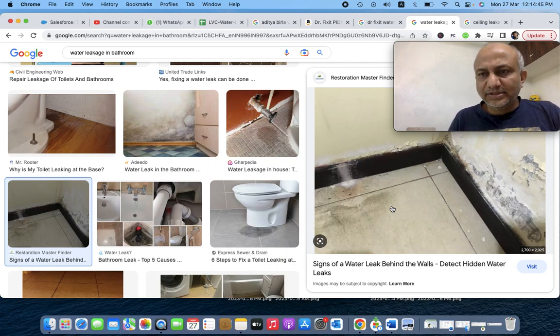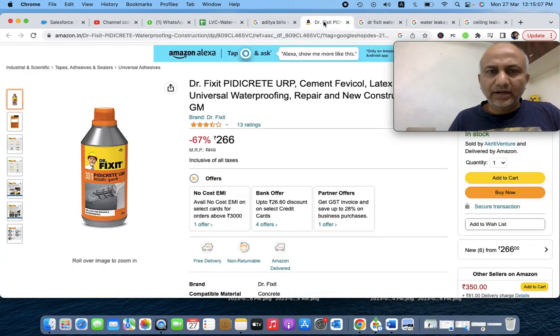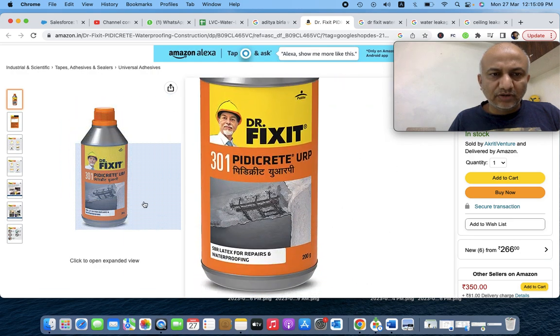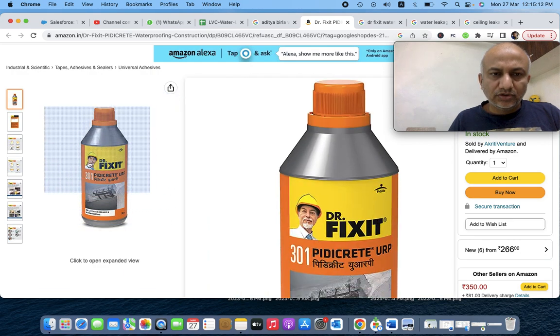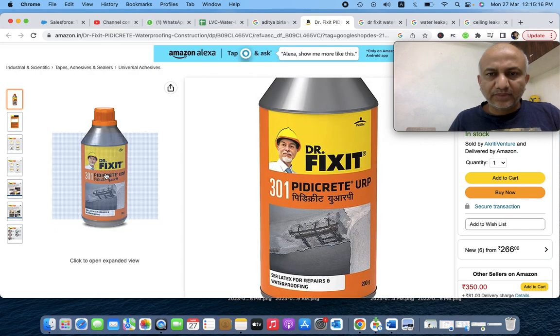So what do we do basically? There is a very economical solution, I would say. Very simple. Anyone can do it at home. You don't need a waterproofing expert or plumber or things like that. As I mentioned, try to figure out the root cause, and then go to a hardware shop near you and try to get this bottle of Dr. Fix It for waterproofing.